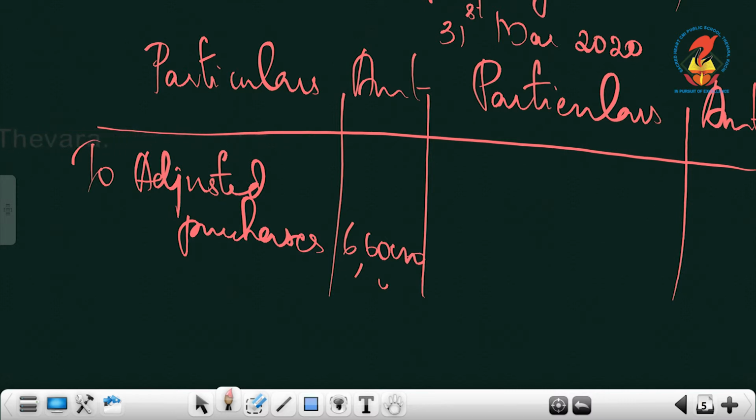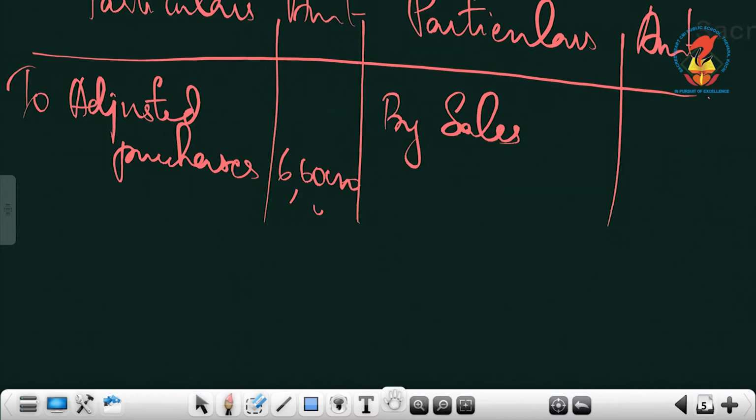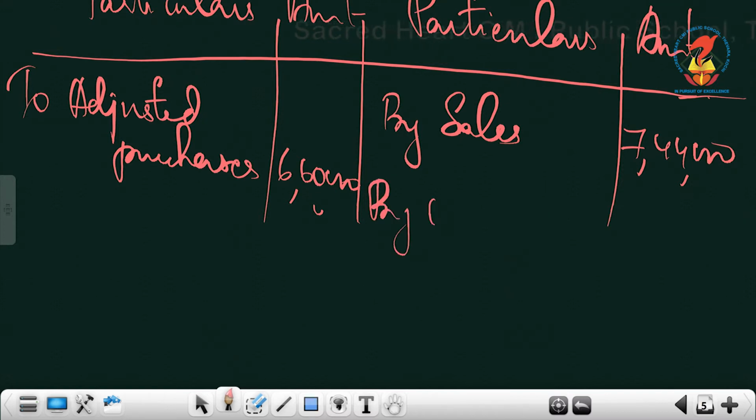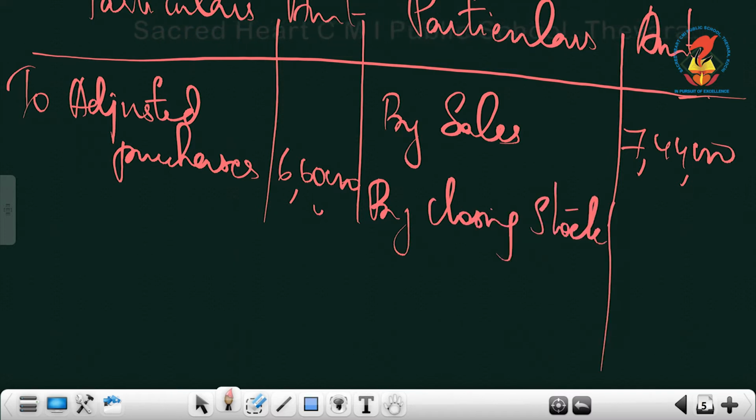Sales will come on the credit side. By sales, you can write the figure in the outer column because there is no sales returns. So by sales figure you can write directly on the outer column. Then we have closing stock, that also on the credit side. Closing stock, it is 5,400.